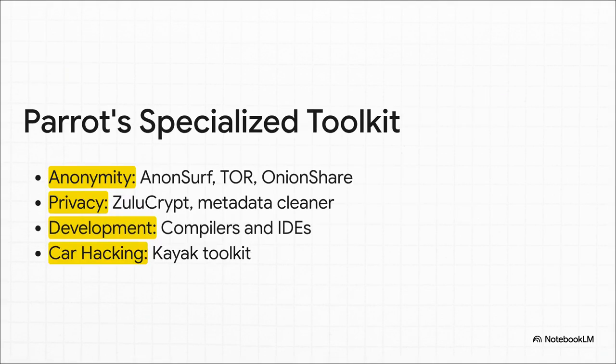But this is where Parrot really plays its unique cards. Right out of the box, you get tools that show its focus goes way beyond just pen testing. You get AnonSurf to route all your system traffic through Tor for anonymity, ZuluCrypt for powerful encryption, and OnionShare for sharing files securely. It also packs in a full development stack and even some super specialized tools for automotive security like the Kayak toolkit.